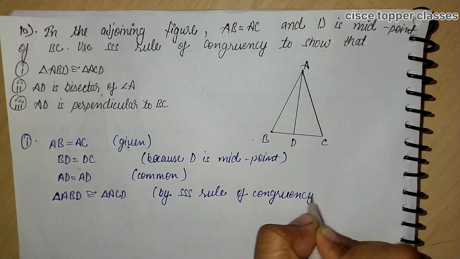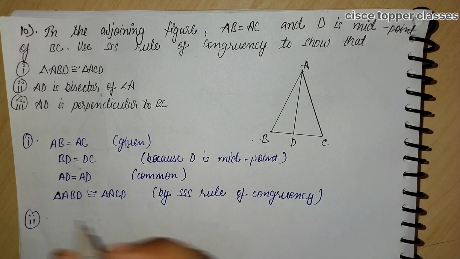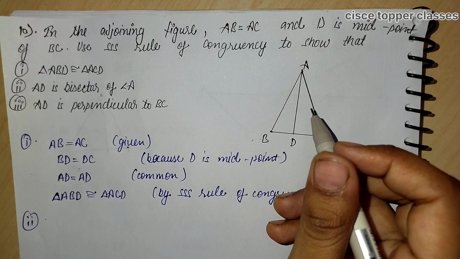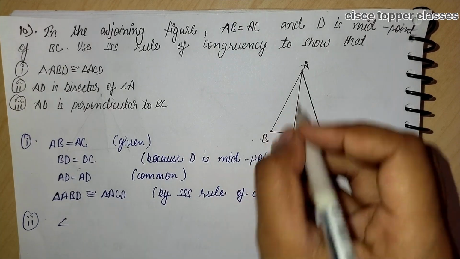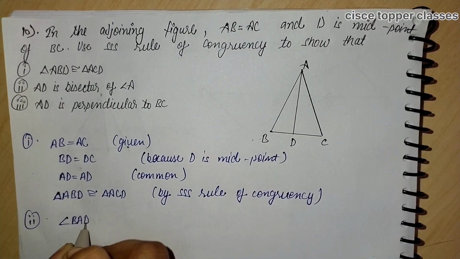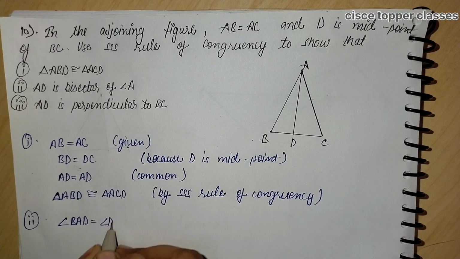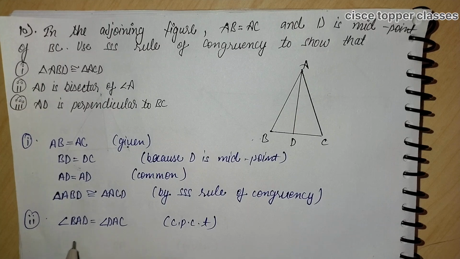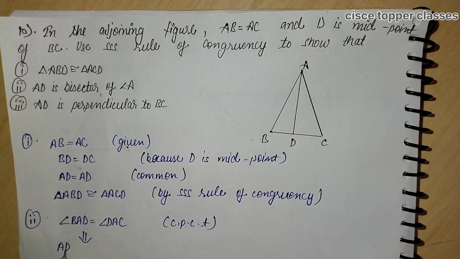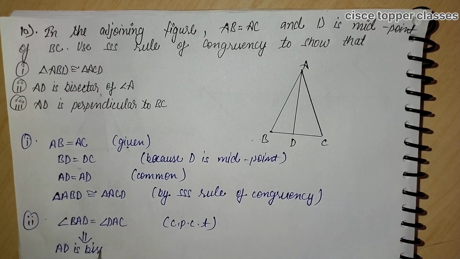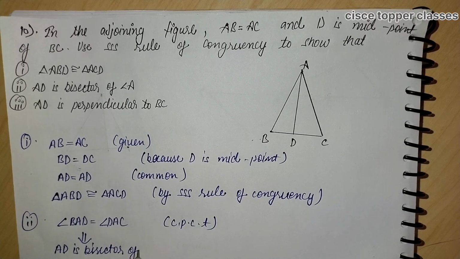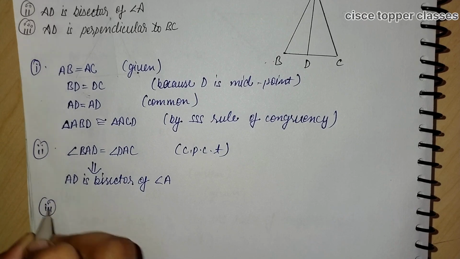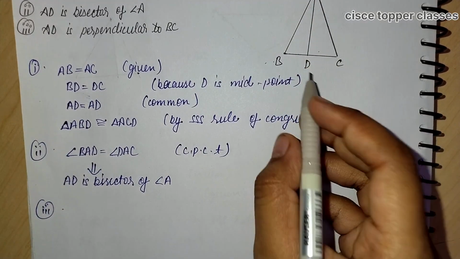And simply the second part also from this only, because AD is the bisector of angle A from here. So this we can prove by CPCT, that angle BAD is equal to angle DAC by CPCT only. And from this given information we can write that AD is the bisector of angle A.